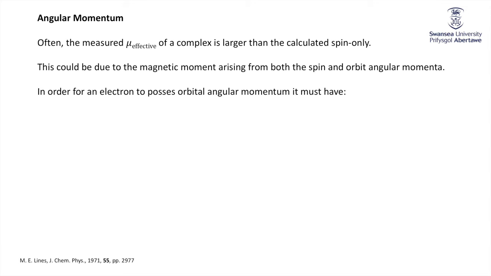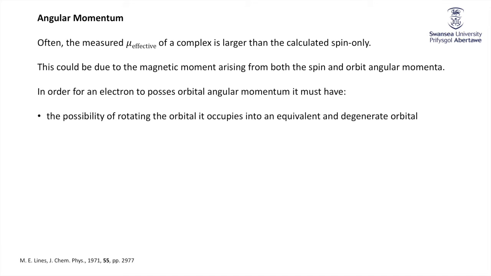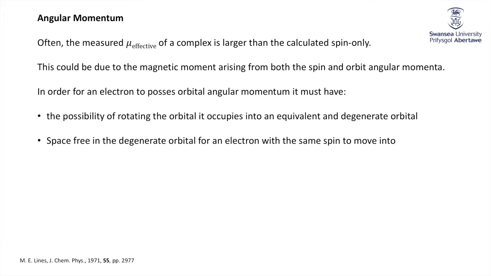Now, the measured moment of the complex would then be larger than the calculated spin only. This is due to the magnetic moment arising from both the spin and orbital angular momentum. In order for an electron to possess orbital angular momentum, it must have, firstly, the possibility of rotating the orbit it occupies into an equivalent and degenerate orbital. And also, there needs to be space free in the degenerate orbital for an electron with the same spin to move into.